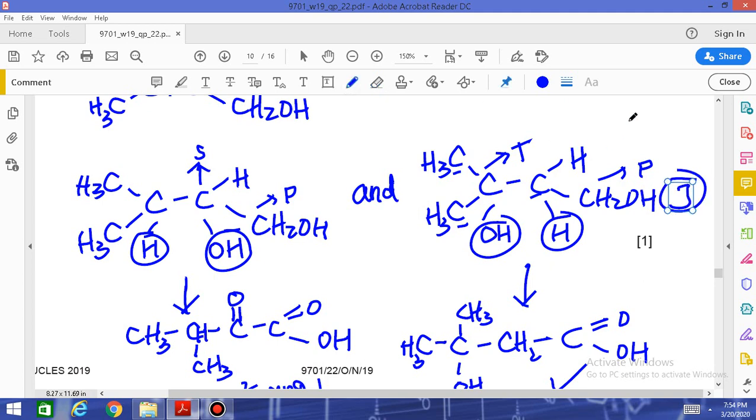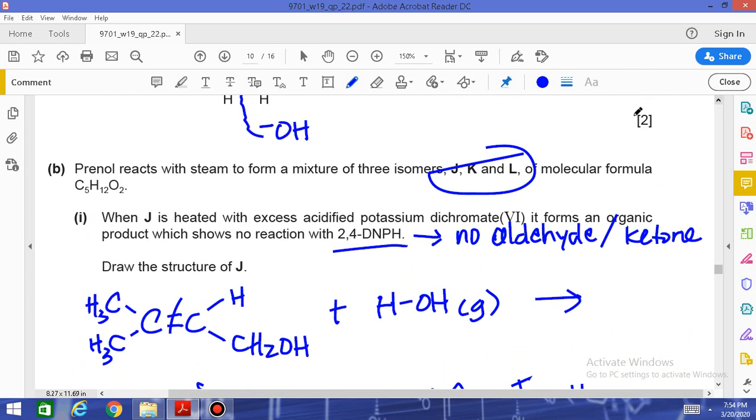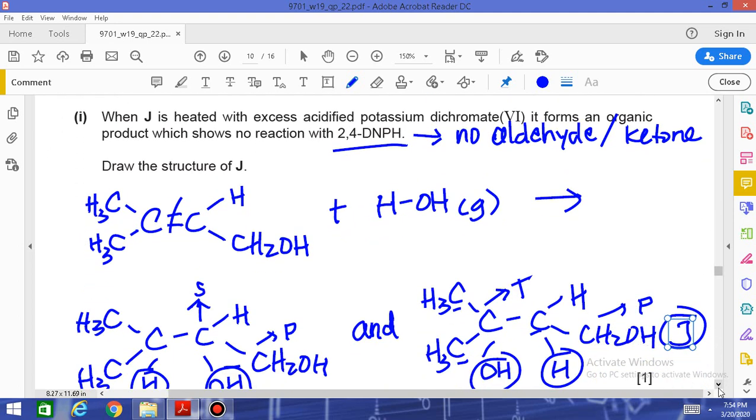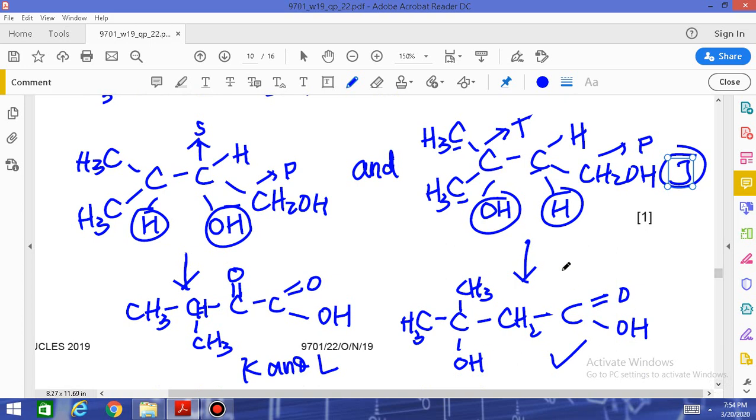So once again, you're asked to draw the structure of G. G is the product from the reaction between alkene and steam. This is the organic product formed from the oxidation of alcohol. So you have to answer this one, and K and L or this one.